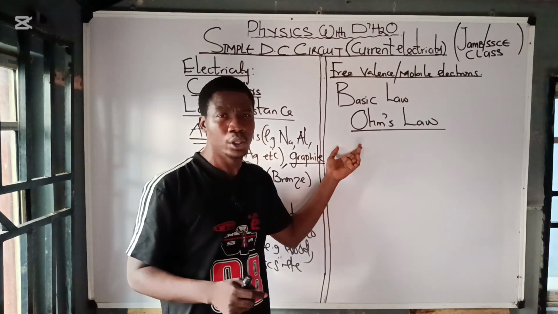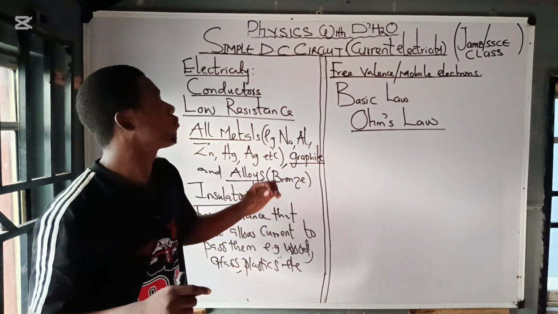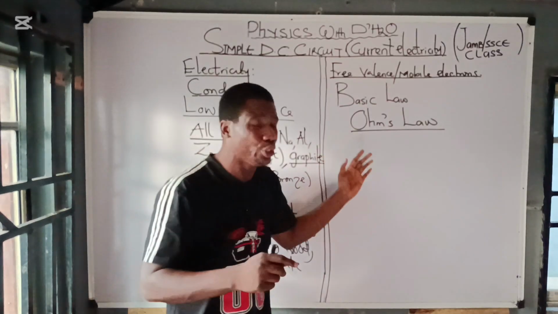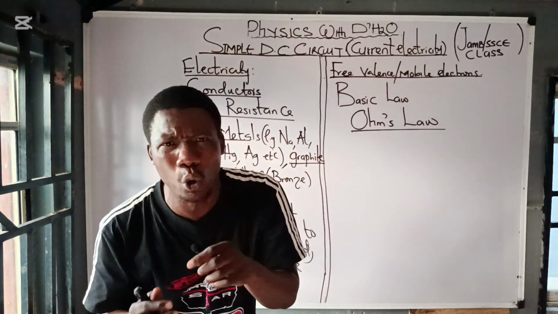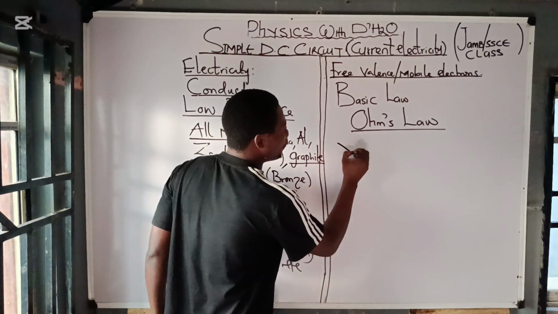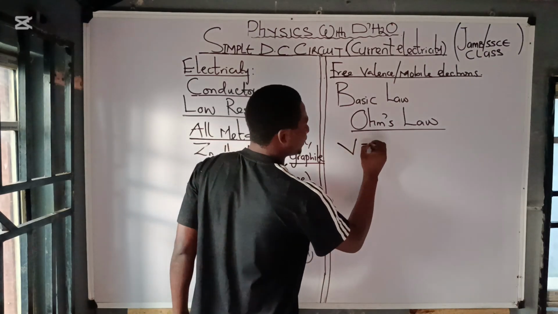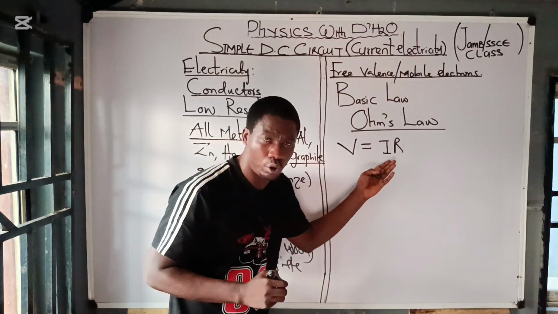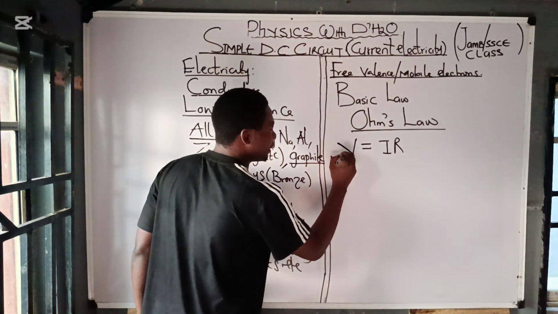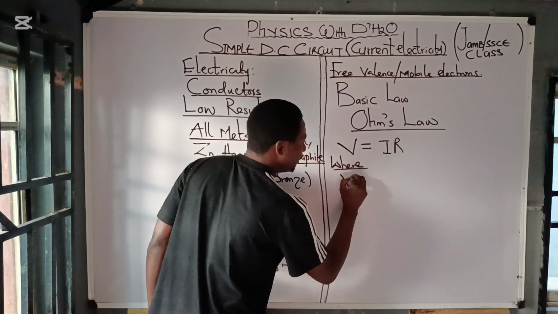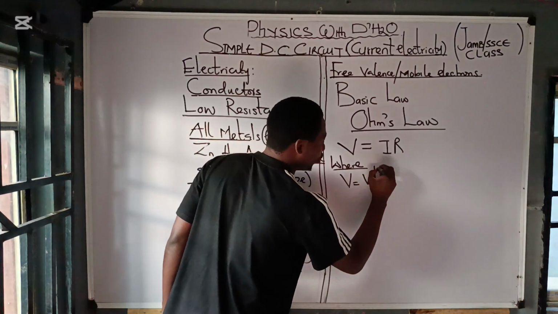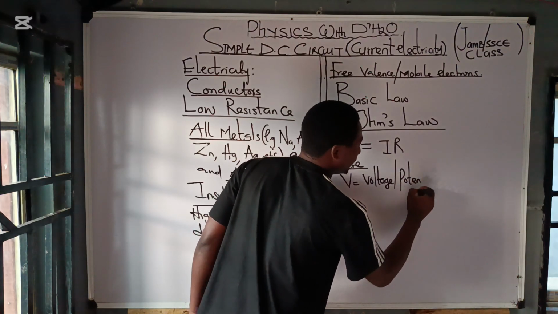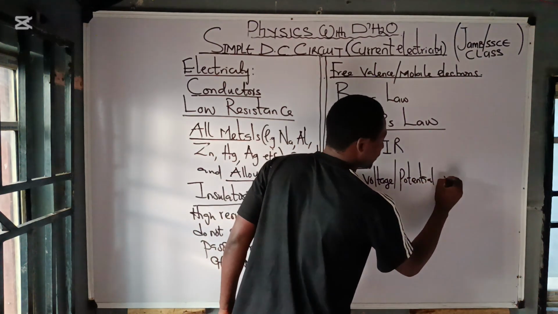Yes, that's Ohm's law. So before you can dive into questions involving simple DC circuit, you must first understand your Ohm's law. So according to Ohm's law, we have it that V is equal to I R. Take note of that. This is what your Ohm's law says. Now, V is known as voltage. We either call it voltage or we call it potential difference. Take note of that.